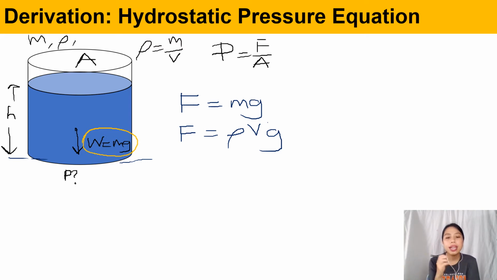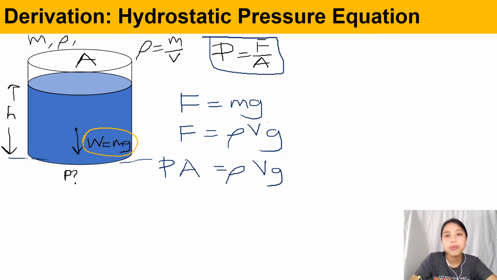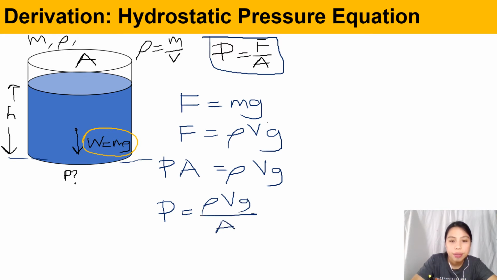Okay, but it's not quite the final form we want yet. Let's expand a little bit. So force, based on this one top here, force is pressure times area. So let's sub that in. So pressure times area equals rho Vg. We want an equation for pressure, so we need to rearrange a bit. So let's say pressure is rho Vg over A.